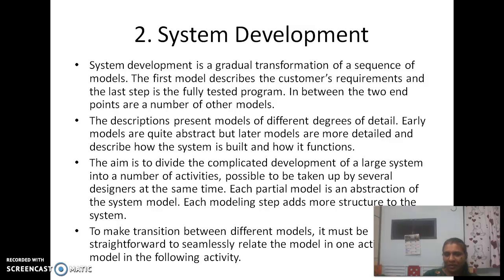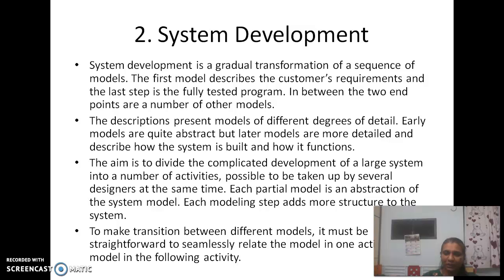Early models are quite abstract, but later models are more detailed and describe how the system is built and how it functions. The aim is to divide the complicated development of a large system into a number of activities possible to be taken up by several designers at the same time. Each partial model is an abstraction of the system model. Each modeling step adds more structure to the system. So the whole project here is broken up into a number of parts where each part can be taken up in parallel by several designers at the same time.